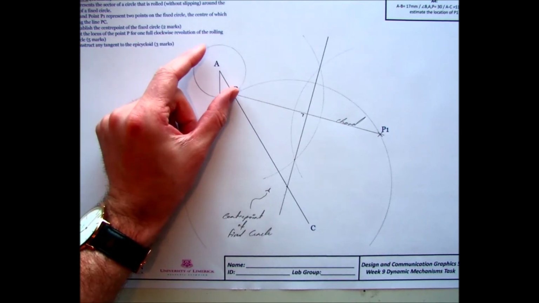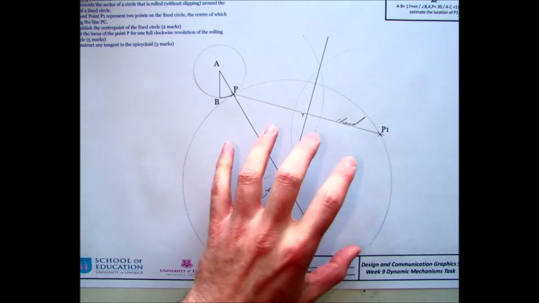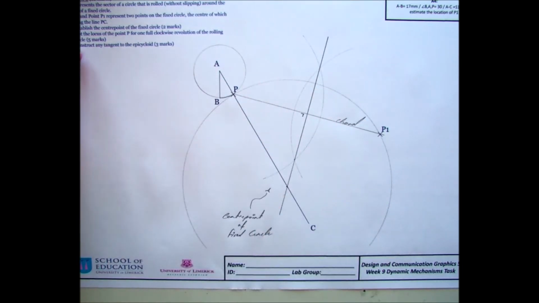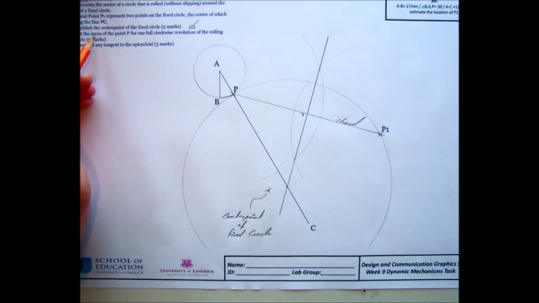This circle is going to roll one full revolution along the circumference of the fixed circle. Then last we have to construct a tangent to the side line. So we have the first part here done. We have 2 marks gathered. Now we need to get our 5 marks.